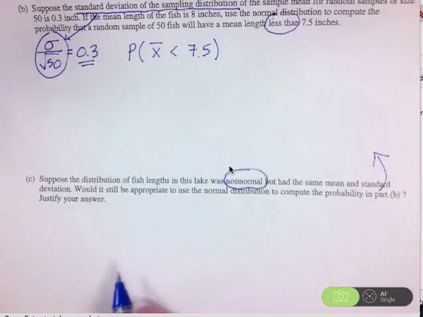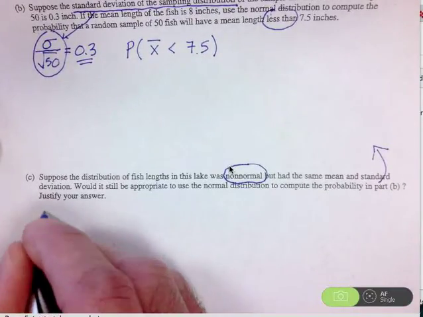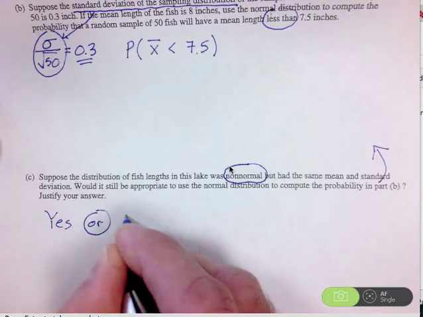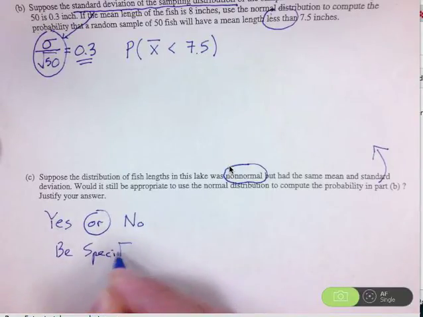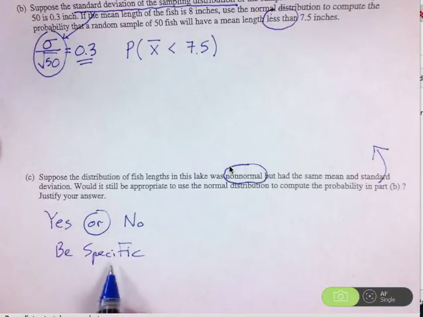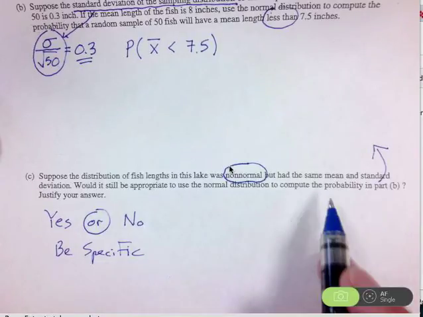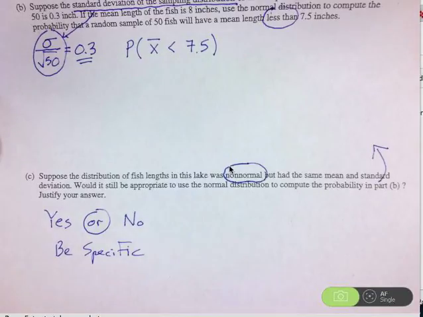So again, this is a yes or no question. Make sure you answer yes or no and then justify it. Your justification here does not have to be long and complicated, but you should be specific. So in part C, what you are doing is describing why the conditions are met in order to use the normal distribution, even though the lengths of the fish in the population aren't necessarily normal.